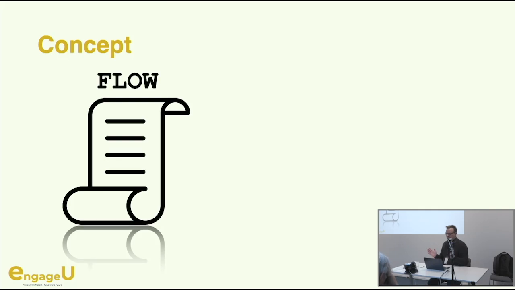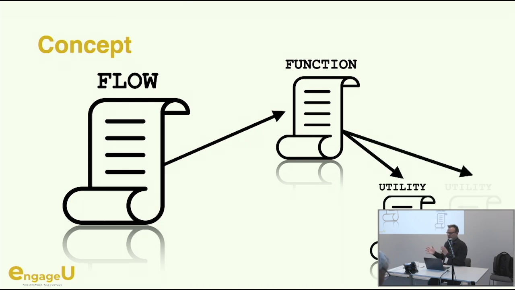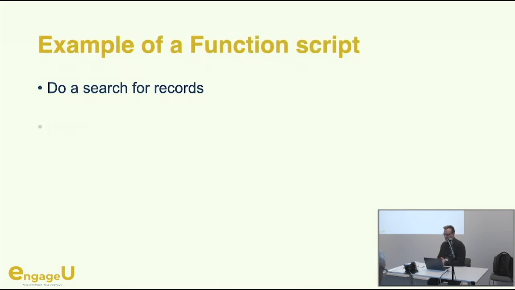So the idea is that we have a flow script that is the master. A flow script can call function scripts, which then again can call different kinds of utility scripts for validation, for transforming, for whatever, right? So that's the idea, and of course a flow script can call many more function scripts.